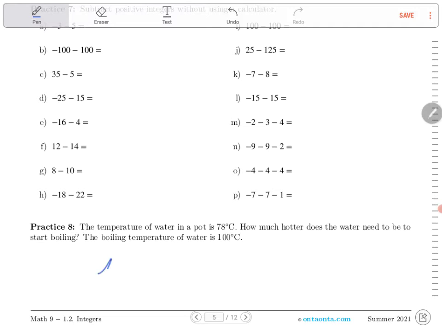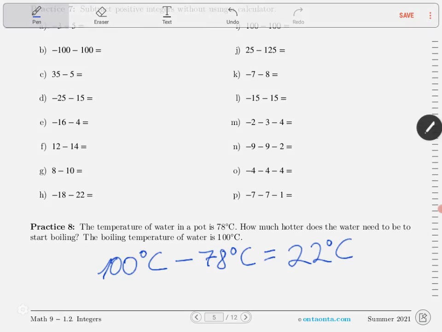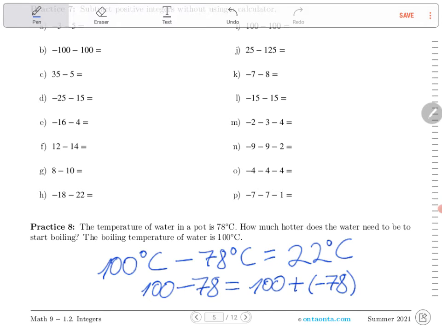So we would set it up like this: 100 degrees Celsius minus 78 degrees Celsius. If we do that subtraction, 100 minus 78, we end up with 22 degrees Celsius. So the answer to this question is that the water needs to be 22 degrees Celsius hotter than it is now. Again, a question like this can also be rewritten: if the question is 100 minus 78, we can rewrite it as 100 plus negative 78. Depending on how you find it easier, the point is just to understand that these are equivalent, that they are the same problem.